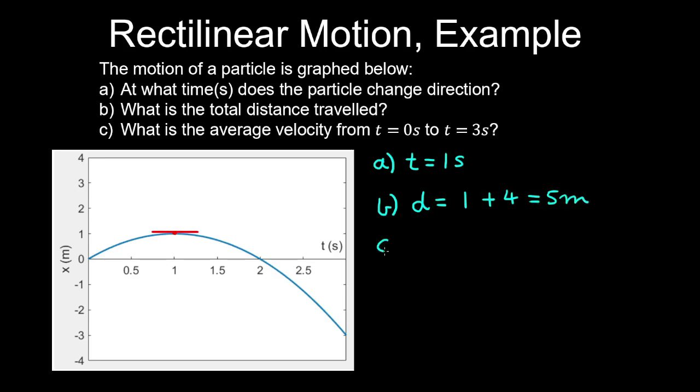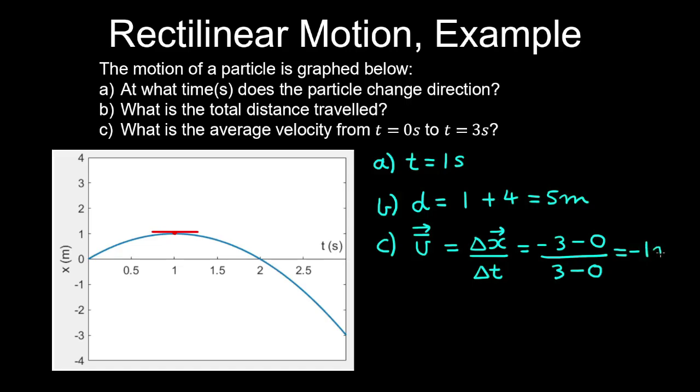And part C asks us what is the average velocity from t equals 0 to 3 seconds. So the average velocity is a displacement on the change in time. So the displacement is the final position minus the initial position over the final time minus the initial time. So what we get is minus 1 meter per second, which is the same thing as 1 meter per second west or to the left, because the velocity has a direction.